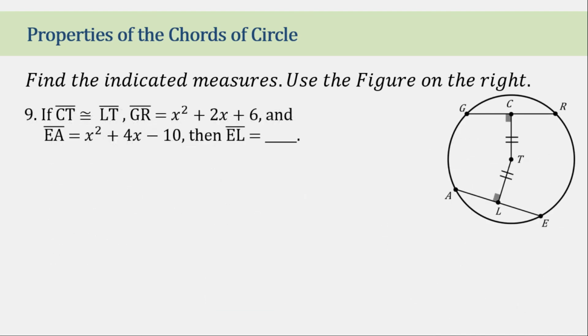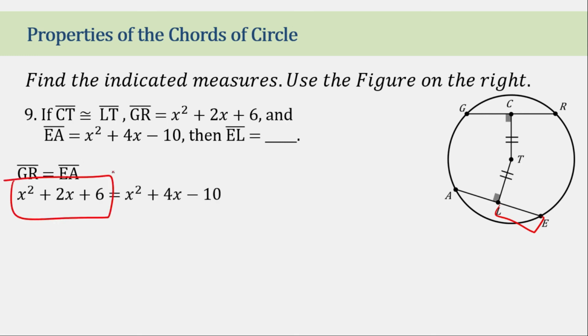Last, CT is congruent with LT, meaning that segment GR is congruent with segment EA. Now we are asked to find the measurement of EL. Okay? Now to find the measurement of EL, let's equate GR to EA and substitute all the values that we have. So we have this, our value of GR, and this is the value of our EA.